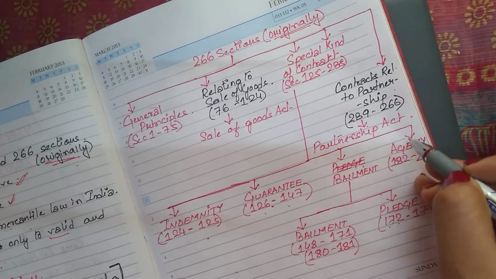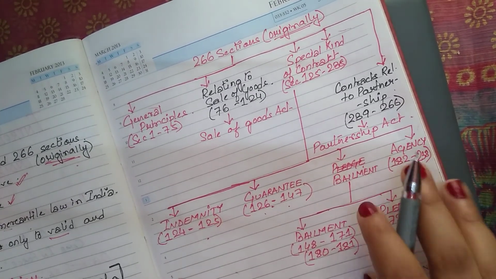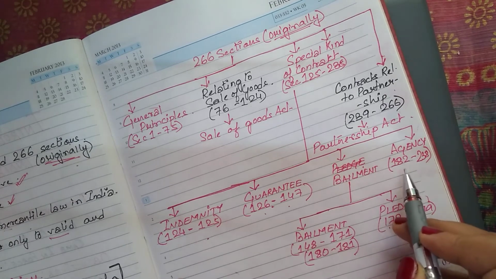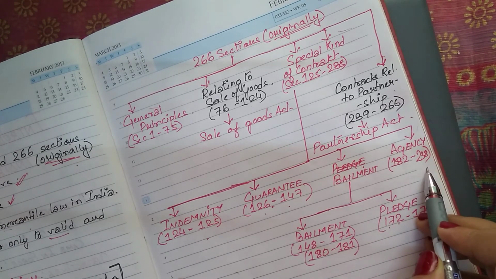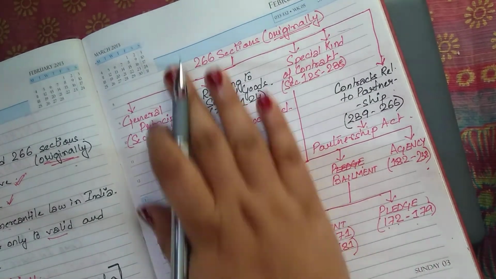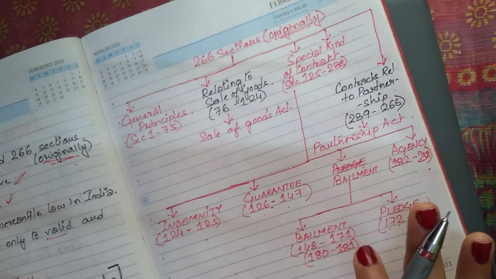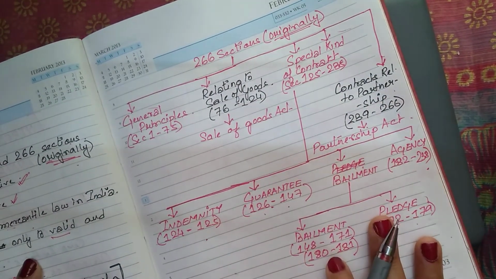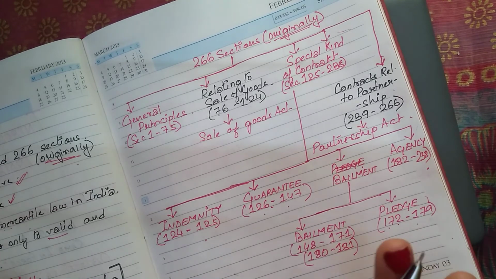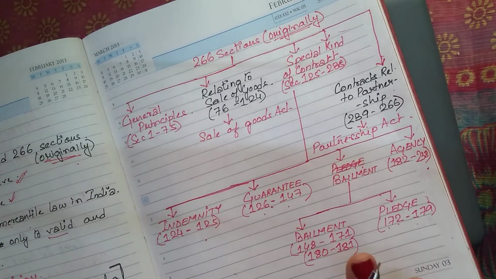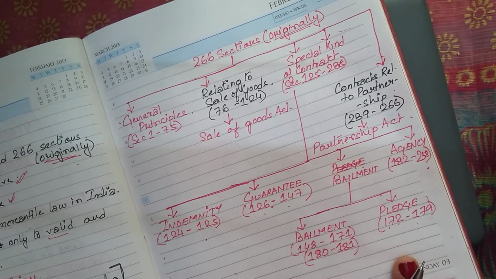The next special kind of contract that you have to read is agency, that is dealt under section 182 to 238. I'll discuss everything in my later videos. This is just a general and basic idea of the Indian Contract Act, general concept and summary, so that you can understand the enactment very easily and can remember it, memorize it.